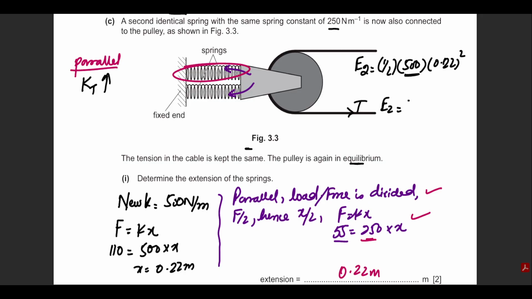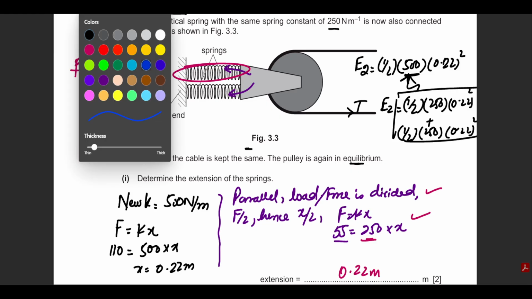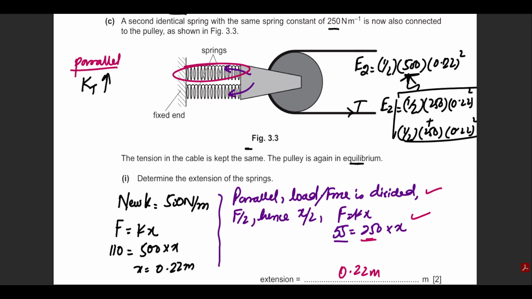So this will be E2 equals 1 by 2 into spring constant 250 and extension 0.22 whole squared, a single spring, okay, and simply energy added with the second spring, which is half into 250 into 0.22 squared. Now notice, since they are being written down twice, instead of this, we have done this, okay? So even in terms of physics or even in terms of mathematics, it makes sense.